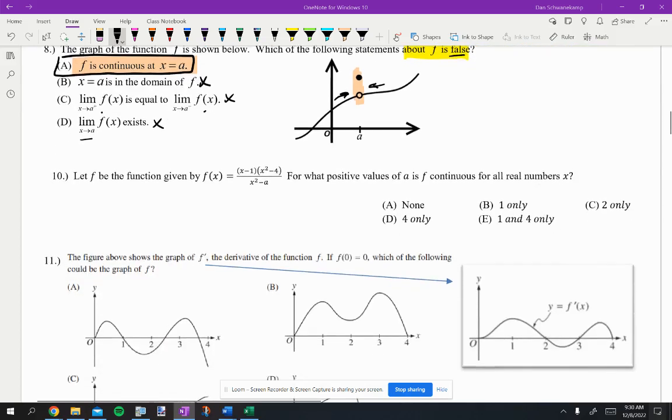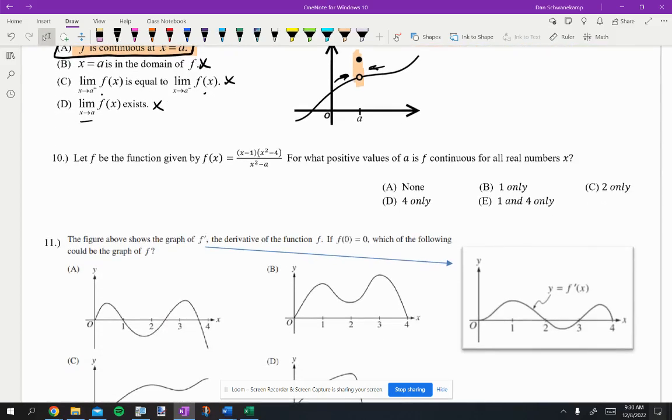Let's go to the one that we struggle with the most, number 10. Let f be the function here. For what values of a is f continuous?